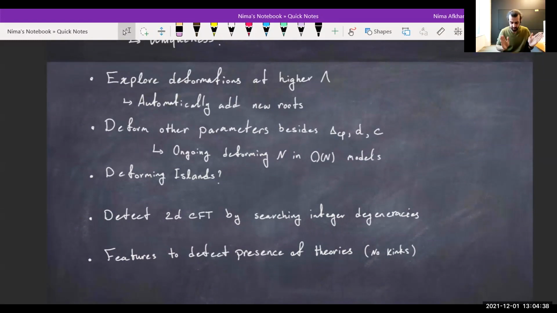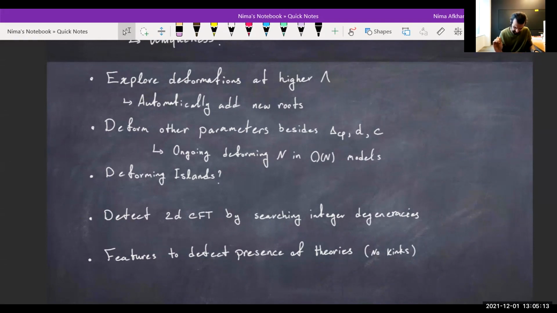You can try to deform with respect to other parameters, delta phi, D and C is what we tried here. They seem to function to some extent. There's some ongoing work where we're trying to deform N and ON models. Is it possible to deform the islands? Something I didn't describe, and I suspect I won't have time to describe, is detecting 2D CFTs by searching for integrality of the degeneracies that appear in the partition function. We can talk about that if people are interested.